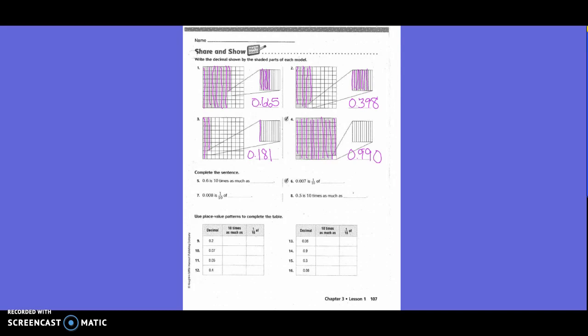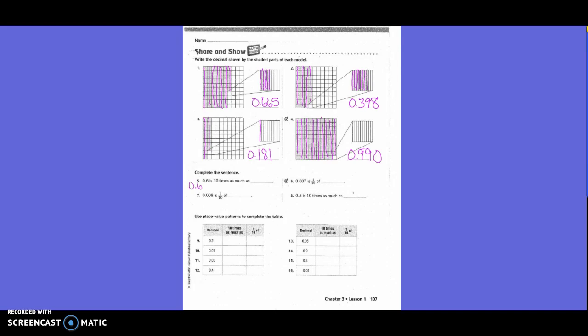Okay? All right, number 5. So 0.6 is 10 times as much as, so I would put 0.6 and then 10 times as much as. So in this case, do I want a larger or a smaller number? Smaller, because they're saying this number is 10 times as much as something else. So you want smaller. So in this case, am I going to the left or to the right? Right. If you want to go smaller, you go to the left. If you want to go larger, you go to the right.